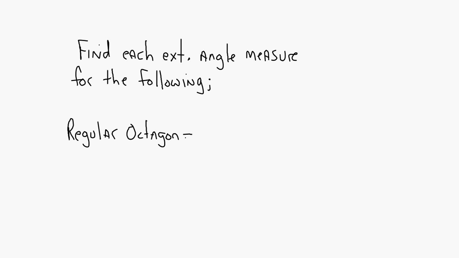Regular means that all the interior angles are the same. All the sides are the same. So, in order to find each exterior angle measure for a regular octagon, you take 360 degrees, which is the sum of all the angle measures, and you divide it by the number of sides, which is 8. So 360 divided by 8 gives you 45 degrees. So each exterior angle measure at a regular octagon, that's one at each vertex, is 45 degrees.